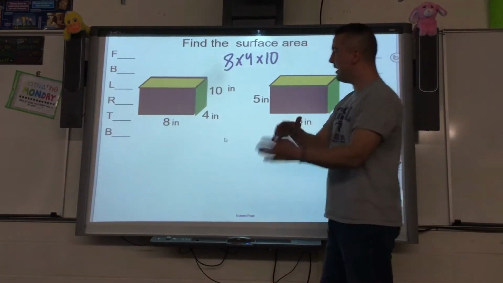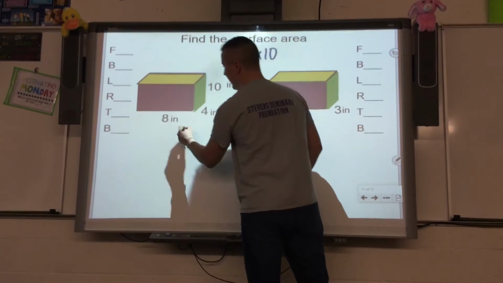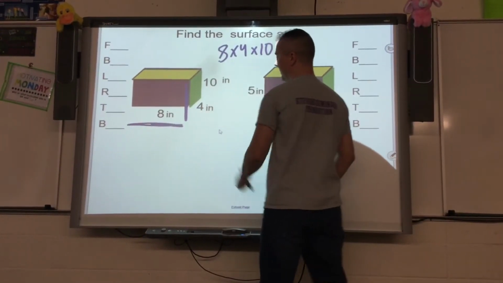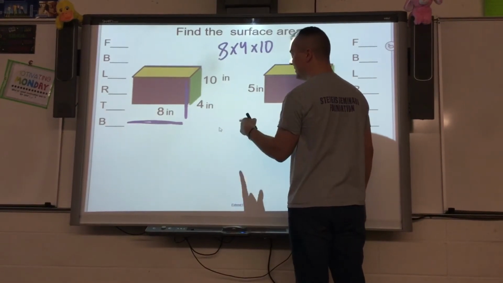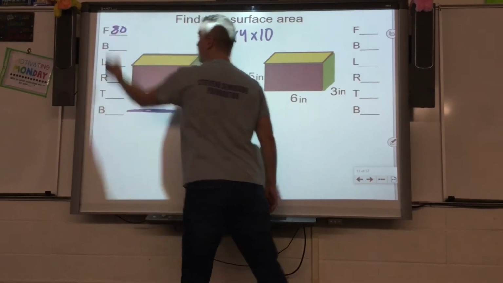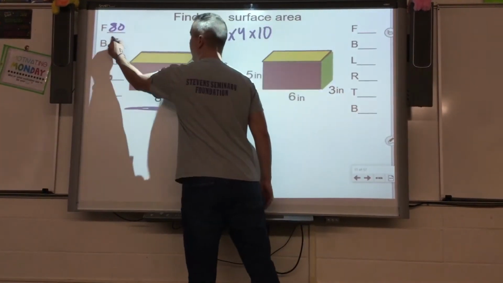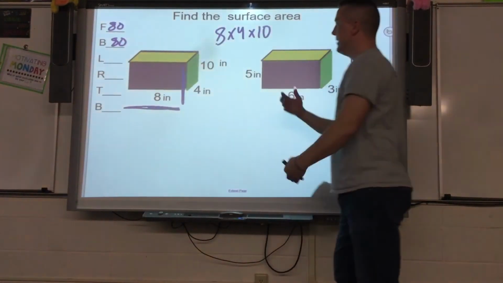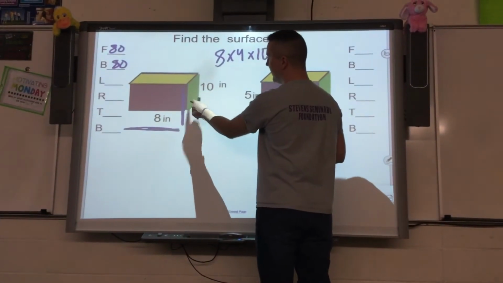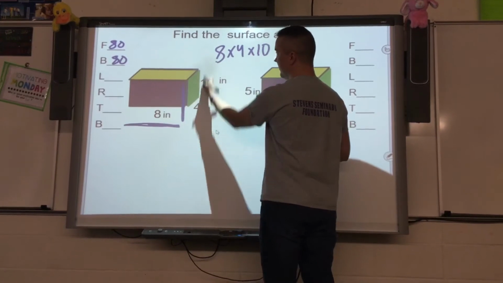Okay, so for the front, I'm going to use an 8 all the way across. And how high is it? 10. So 8 times 10, I get 80. This being 8 by 10, so 80. So if the front is 80, what's the back? 80 as well. Awesome. So now we've got to go left and right. So start on this right side. This green one over here. Well, this is a 4 by 10.